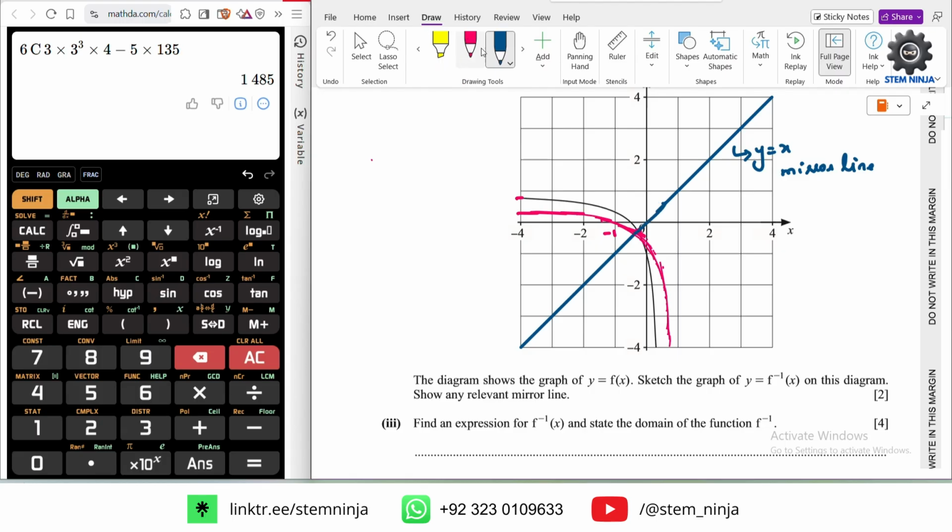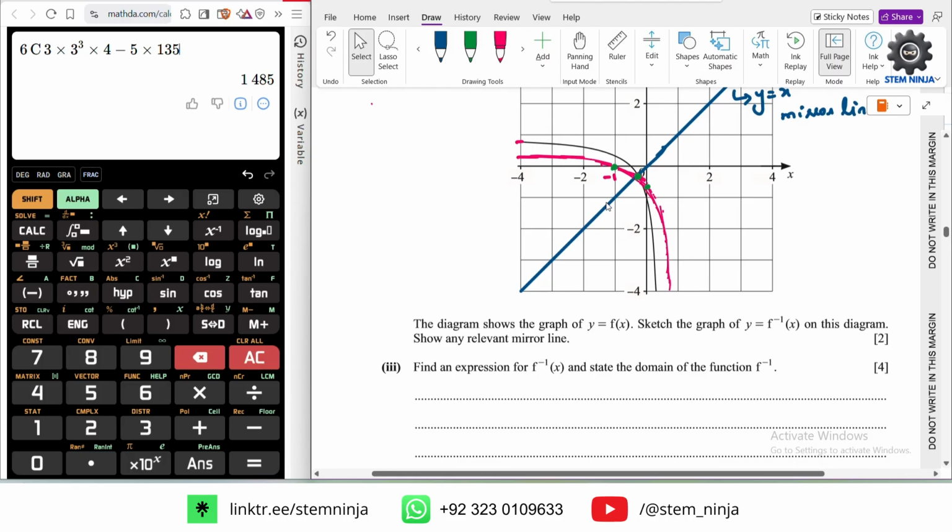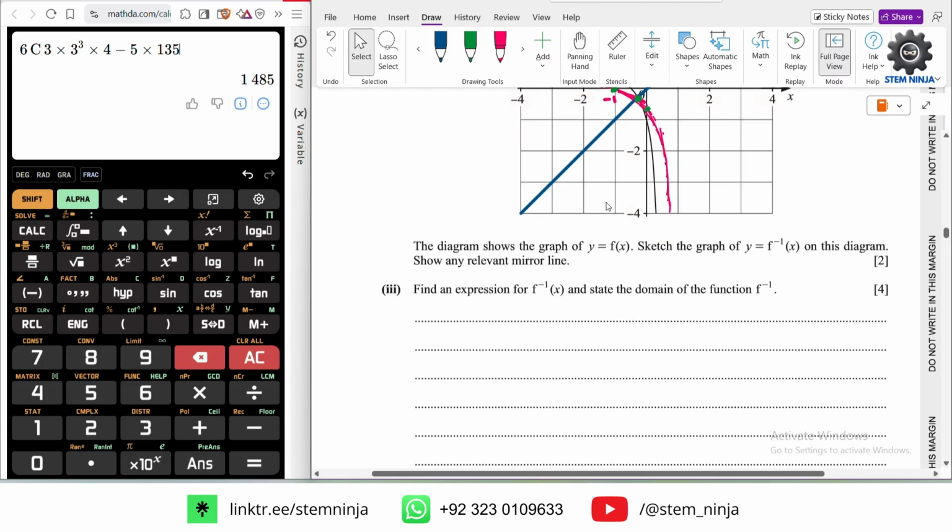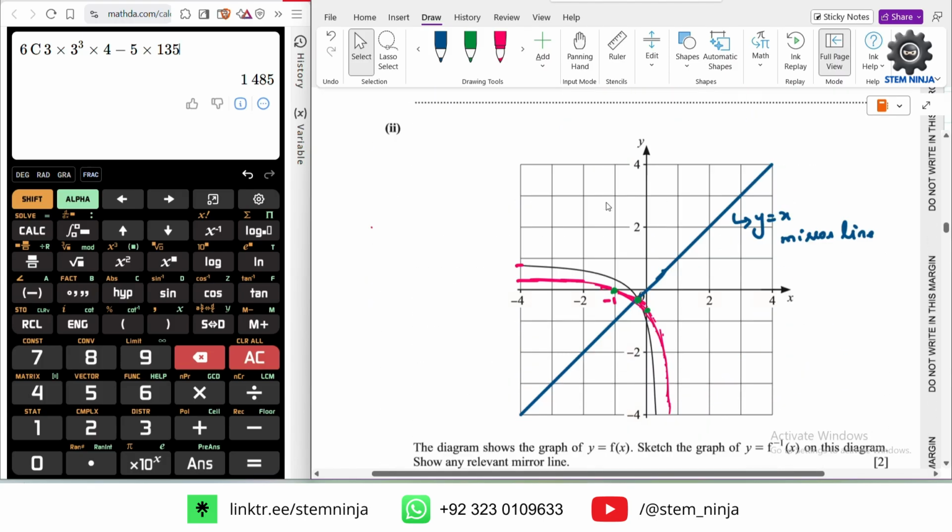Right, that's it. So the graph is crossing, let me just clarify, over here and right over here. Okay. Find an expression for f inverse of x. State the domain of the function f inverse of x.